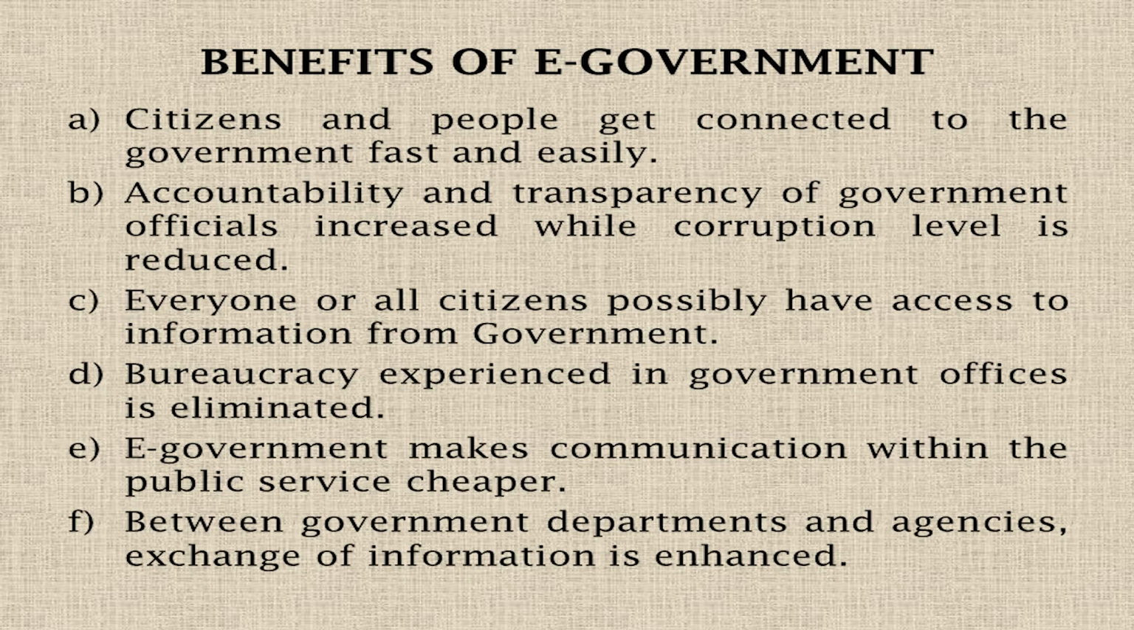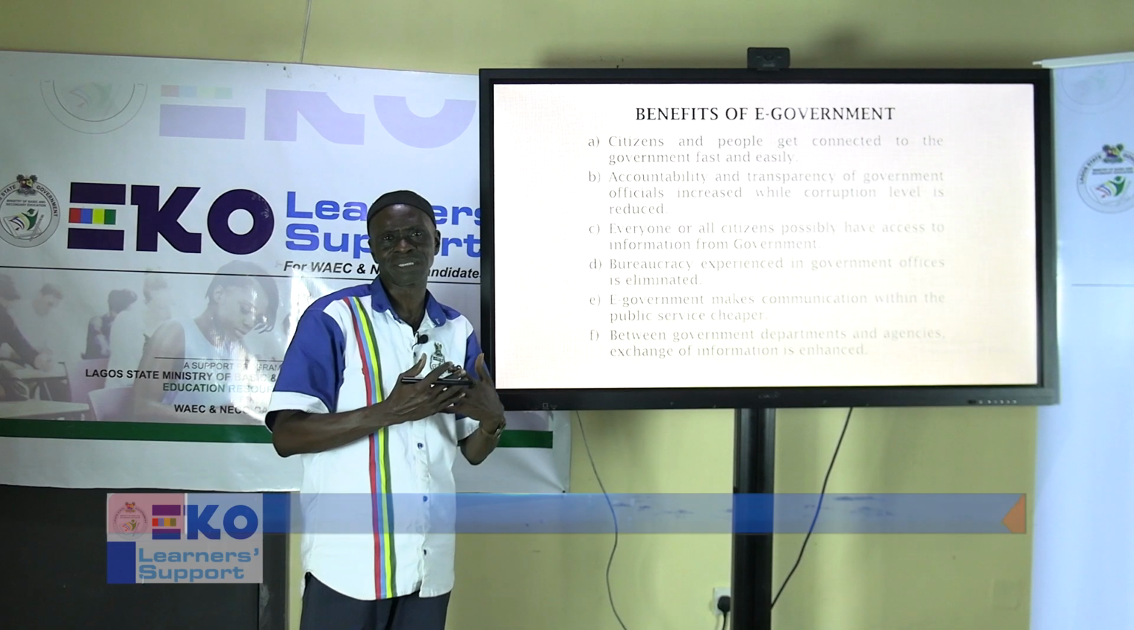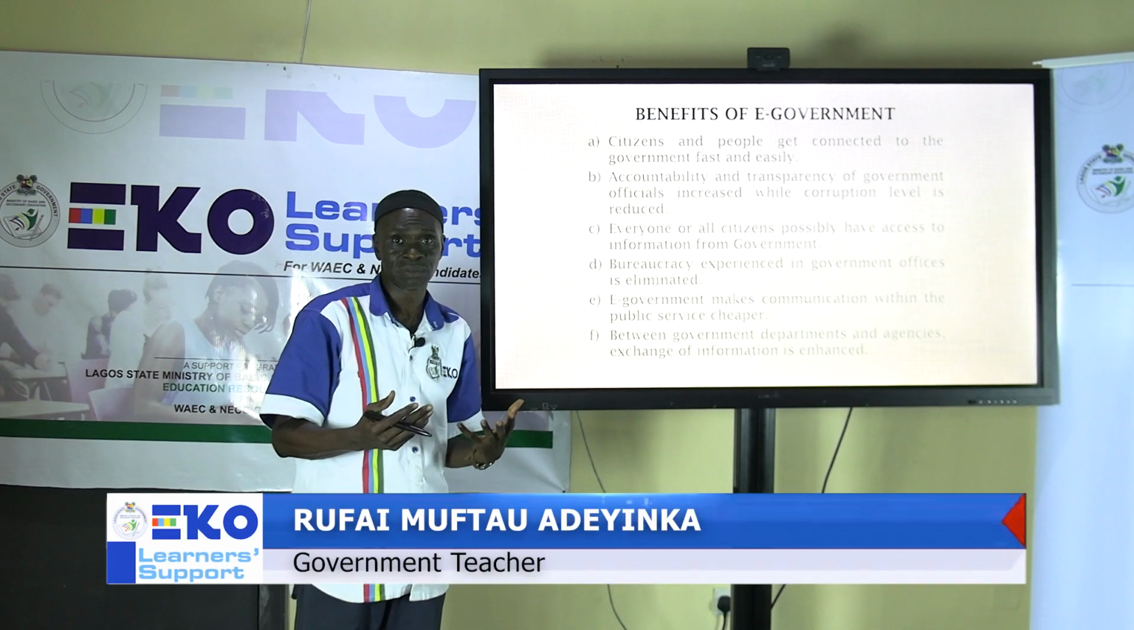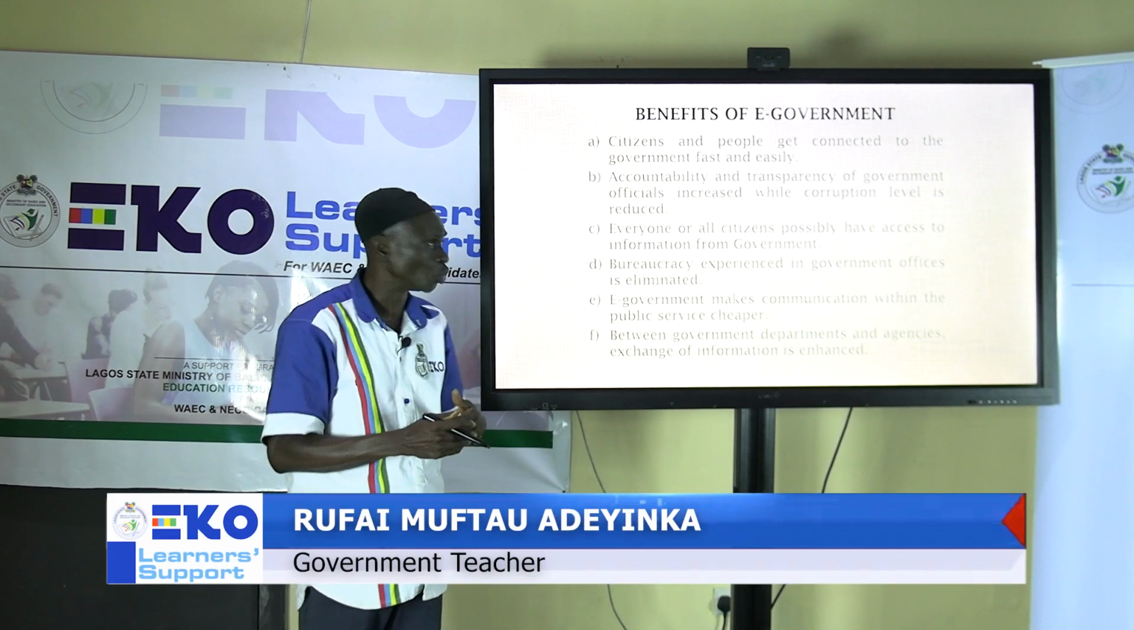Benefits of e-government. 1, citizens and people get connected with government fast and easily. 2, accountability and transparency of government officials increased, while corruption level is reduced. Yes, like I've said before, where there is transparency and accountability, of course, corruption will reduce, because officials of government will have that at the back of their mind that I am being watched. People are looking at me and they are seeing what I'm doing.